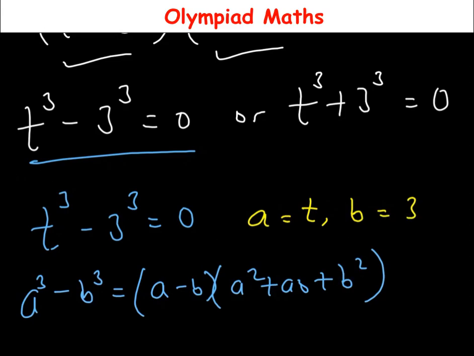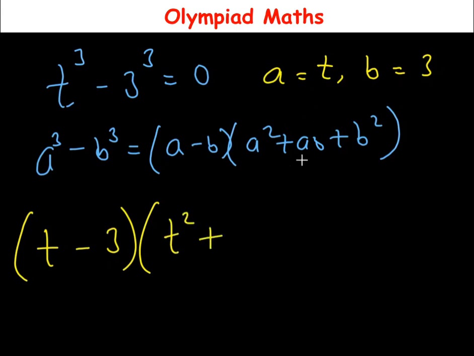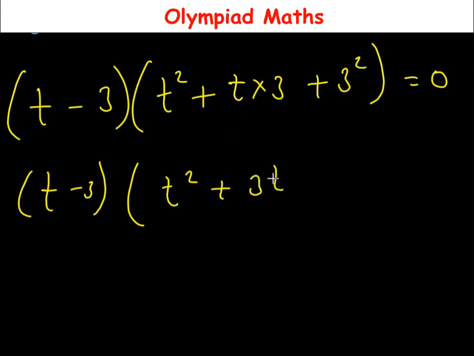So in this case, the value of a is equal to t, while the value of b is equal to 3. So working with this will then be equal to, in brackets, a is t, so t, then minus b is 3, so 3, all multiplied by a is t, so t squared plus a is t times b is 3, then plus b is 3, so 3 squared, is all equal to 0. And from here, we can solve this. That's t minus 3 multiplied by t squared plus t times 3, 3t, plus 3 squared is 9, is all equal to 0.